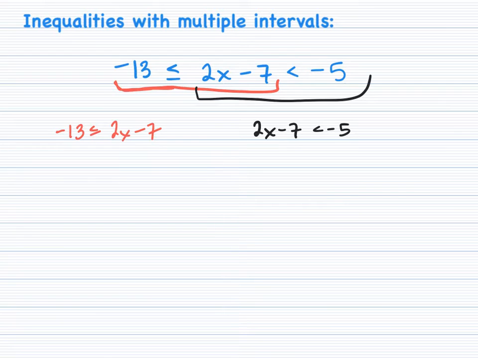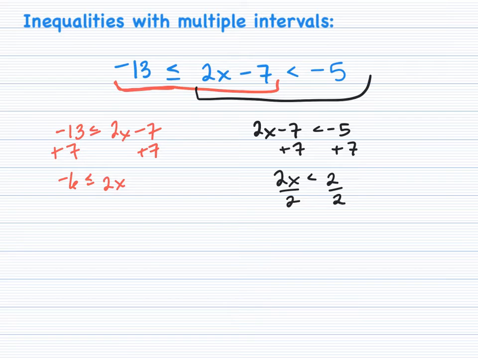In both cases to solve, I'm going to add 7. Then I'm going to divide both sides by 2. Over here I get x is less than 1. Over here, I get -3 is less than or equal to x. Then I put it all back together for my solution of -3 is less than or equal to x, which is less than 1.